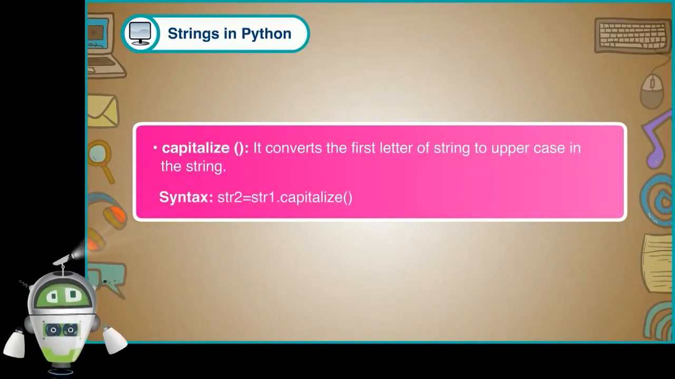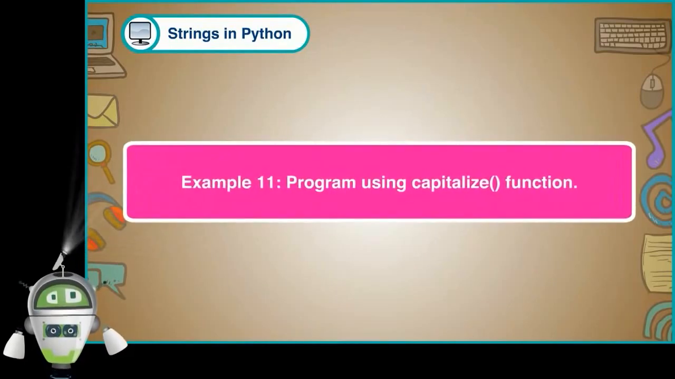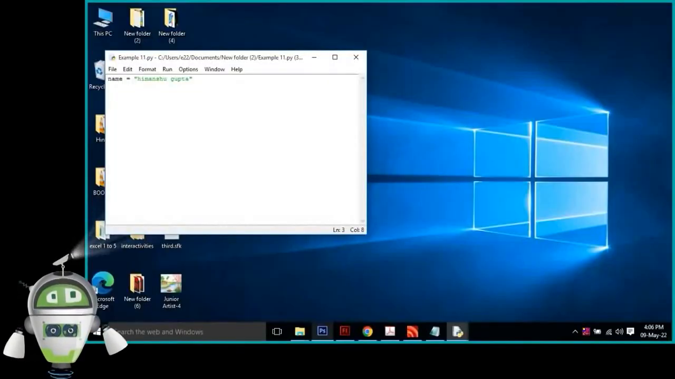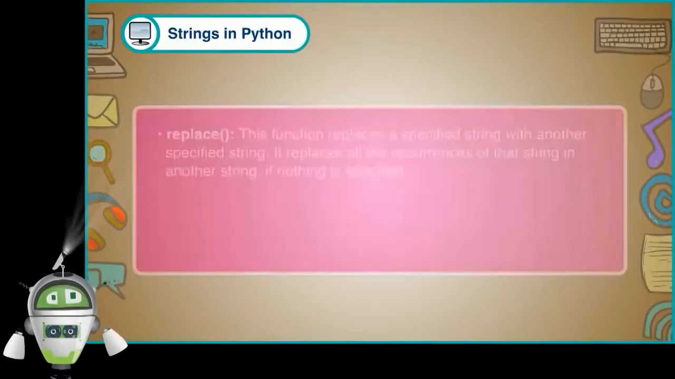Capitalize. It converts the first letter of the string to uppercase. Syntax: string2 = string1.capitalize(). Example 11. Program using capitalize function. name = "himanshu gupta", x = name.capitalize(), print(x). Output is Himanshu gupta.